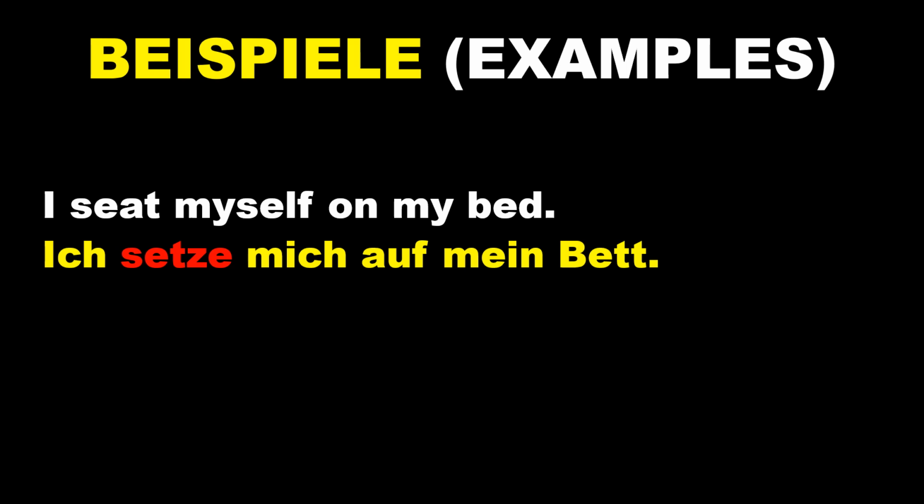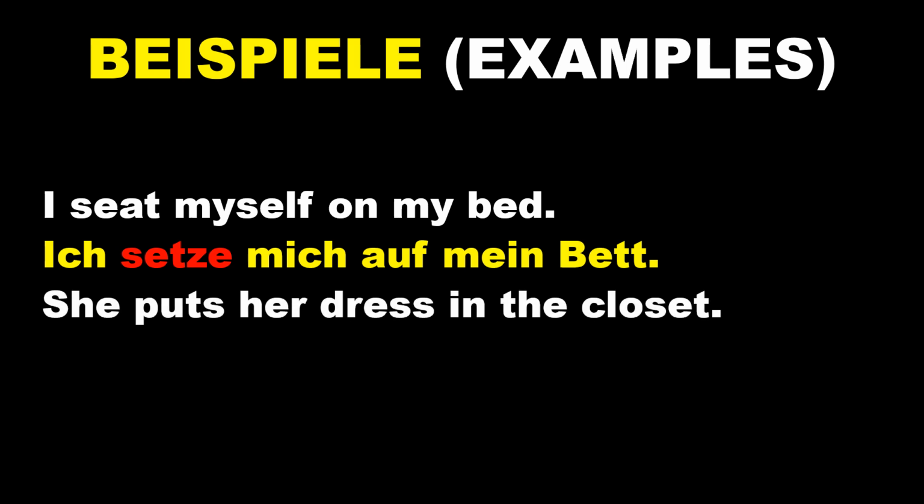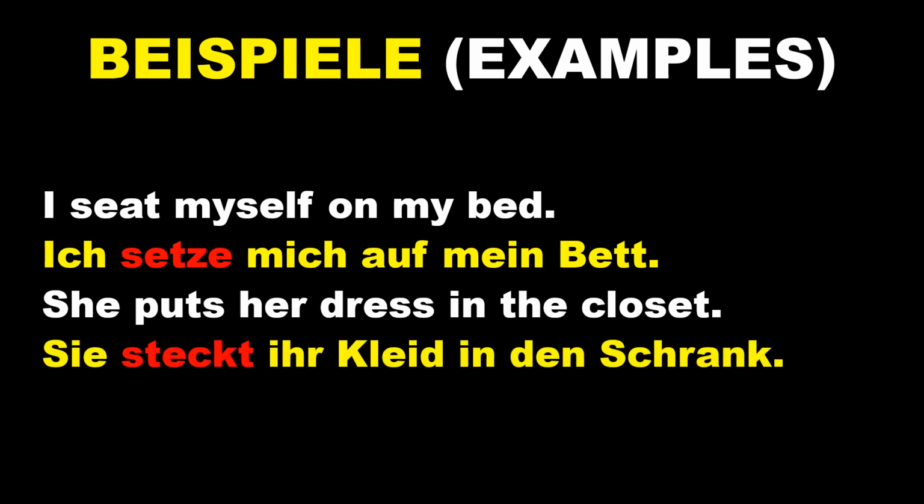Clear? Let's go ahead. She puts her dress in the closet. Sie steckt ihr Kleid in den Schrank. You can see here, stecken we have used. Ihr Kleid in den Schrank. Here again, den is accusative article, which is after the preposition in. Here, this in preposition is accusative. Why? Because there is an action going on. Movement is there in the action.